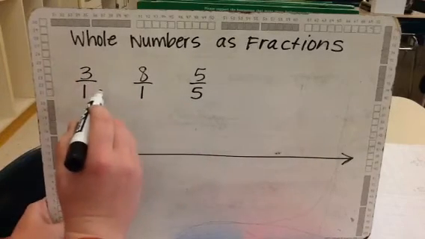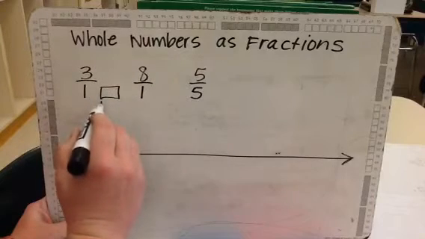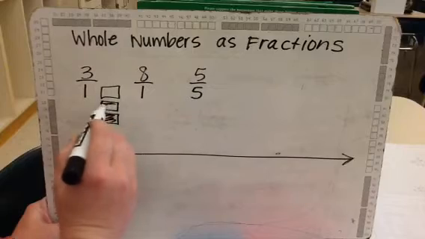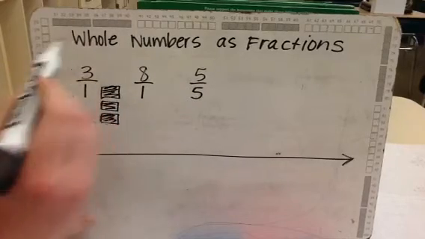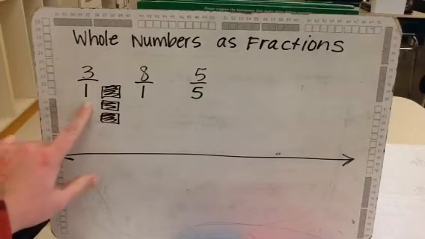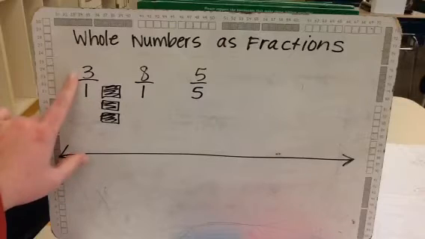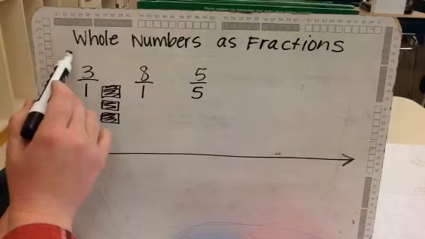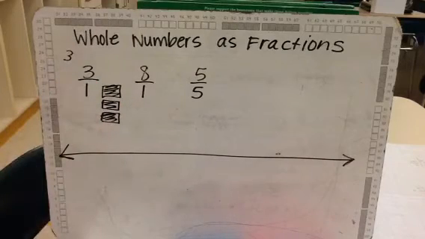So 3 over 1, or 3 wholes, looks like this. I have left the whole in one piece as a whole, but I need to do that 3 times. So here I've done that 3 times. So another simple way to say that is it just represents the number 3.